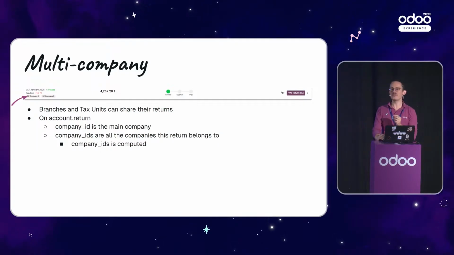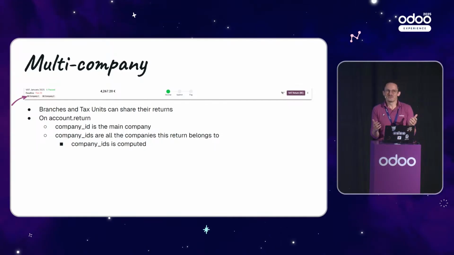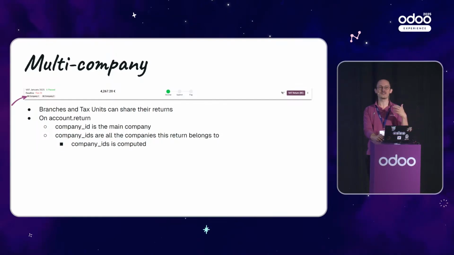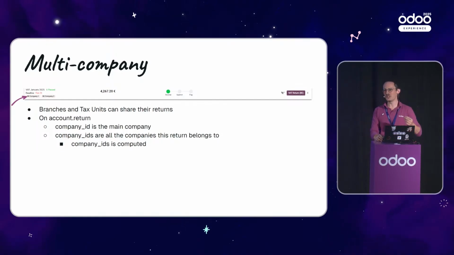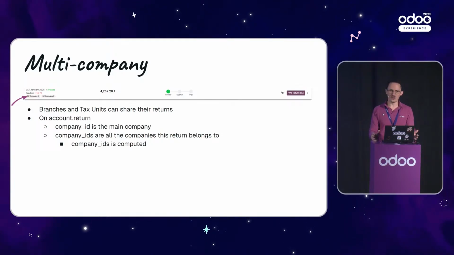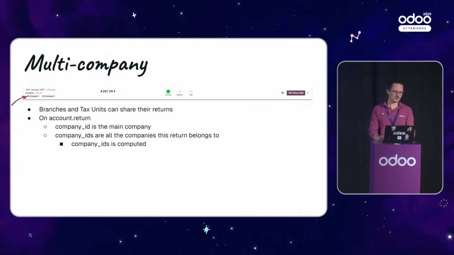So I want to emphasize for developers among you that we have two fields on the same model that are referencing companies, and they don't have the same meaning, of course. On account return, you have company ID. It's the main company doing the submission, so typically the parent of your branch hierarchy. And you have company IDs, which are all the companies that are concerned by this return, so all your subsidiaries, including the parent.